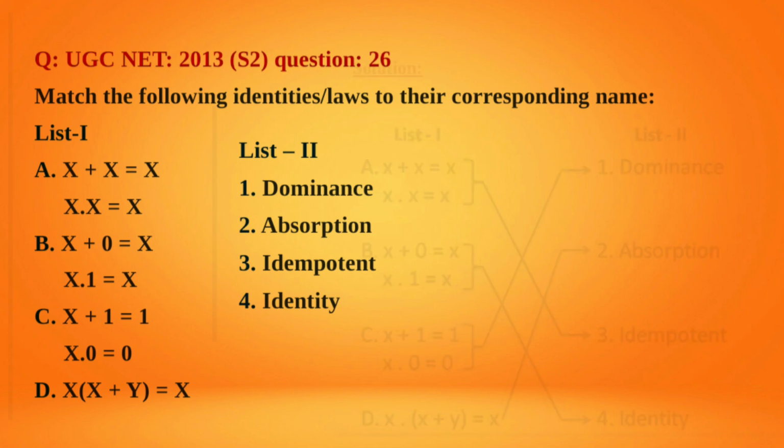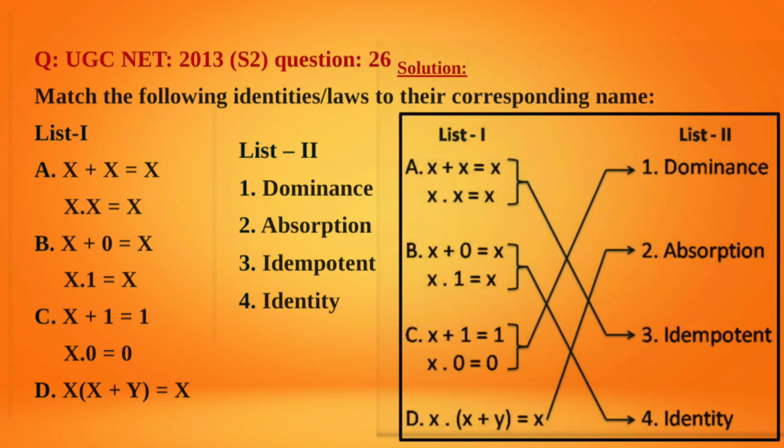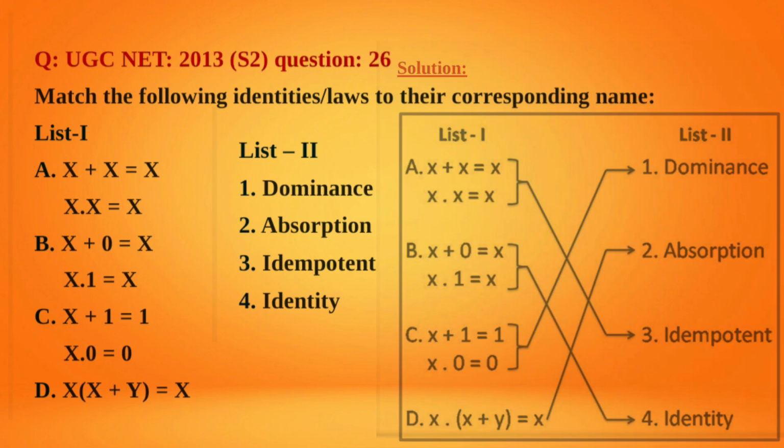Now let us check the solution. x or x equals x, x and x equals x. This is idempotent law. x or 0 equals x and x and 1 equals x. This is the identity law. x or 1 equals 1, x and 0 equals 0. This is dominance law. x and (x or y) equals x is absorption law.